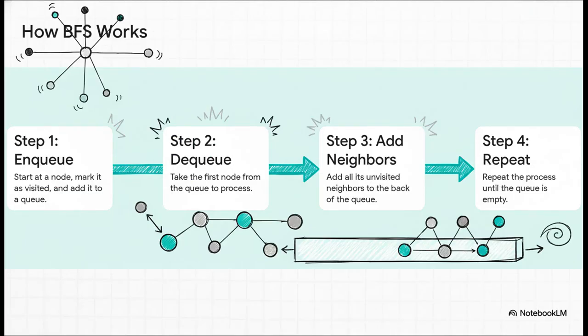So, how does this actually work under the hood? Well, you start at one spot, a node, and you put it in a line, or a queue. Then you take the first item out of the line, look at all of its immediate neighbors that you haven't seen yet, and you add them to the back of the line. Then you just repeat. You take the next thing from the front of the line and do it all over again. This whole first in, first out system is the key. It's what forces the algorithm to explore everything 1 step away, then everything 2 steps away, and so on.